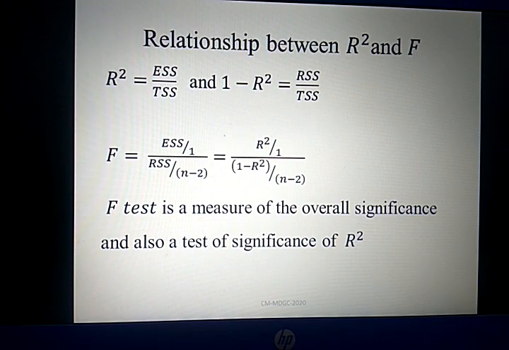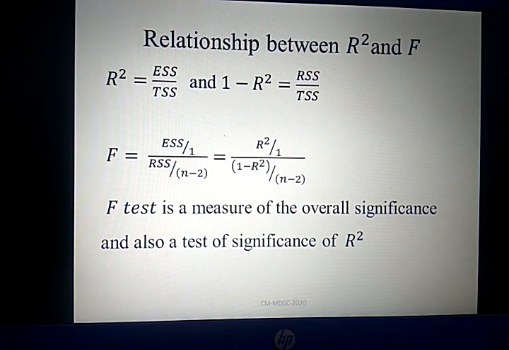So F test is also a test of significance of r square. With the F test, we can test the null hypothesis that r square is 0. That is, the present model is not a good fit at all. So this is the significance of the ANOVA table.